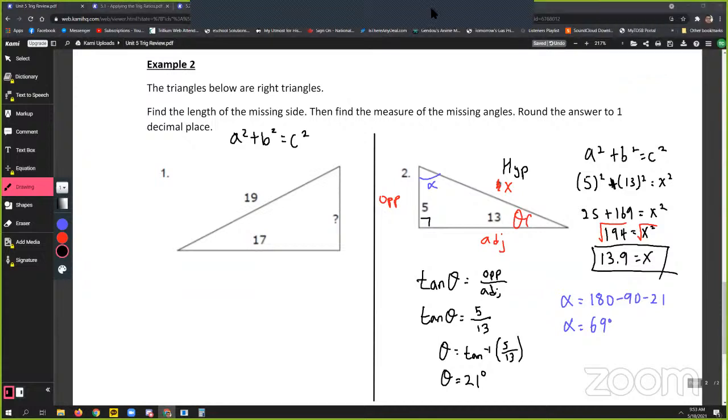Sorry, wait, I have one more question. See, why did we use tan in that equation? Because we found the hypotenuse, right?